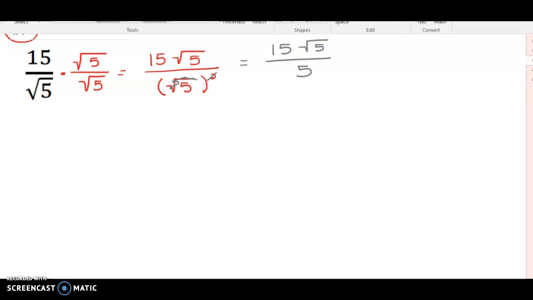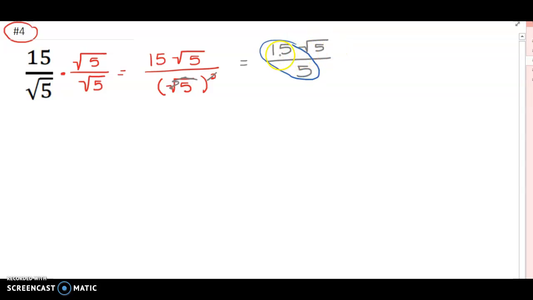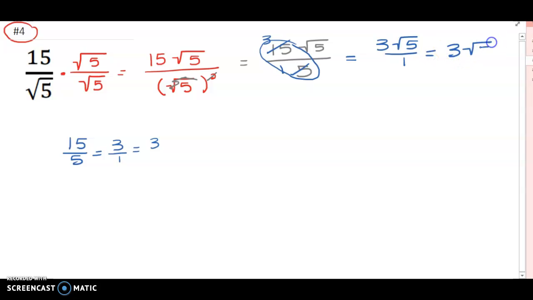Now, if I look at this, if I look at what's on the outside of the square root, 15 over 5, doesn't that reduce to 3 over 1, or just 3? Okay, so I'm going to go ahead and change that. This goes to 3, this goes to 1. So this is 3 square root of 5 over 1, or just 3 square root of 5. That is my final answer.